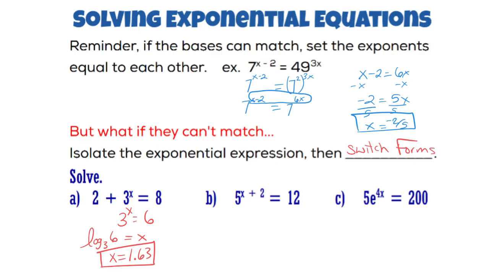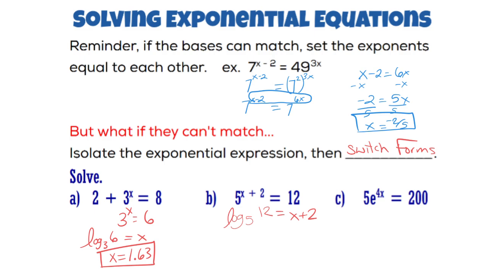Okay, next one. The exponential piece is all of this. This plus 2 is not out to the side like it was here. This is part of the exponent. So I'm going to jump right into switching forms. So this is going to be log base 5 of 12 is equal to the exponent. Now I'm going to see what I need to do here. Well, I look at this. This is just something I would type in my calculator right there, and then subtract 2, and I will have solved for x. So let's give it a shot.